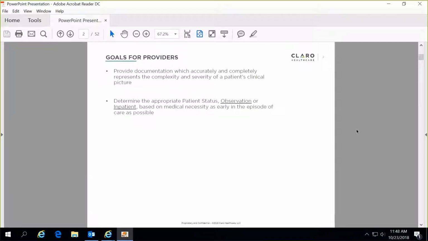Okay? So the goal is accurately and completely representing the complexity and severity of the patient's clinical picture. We don't talk about money, even though that does fall out. We feel that when it's accurate, you will definitely have the reimbursement, your profiles will be right, but it's about an accurate, complete representation of that patient. And determining the correct status for that patient is part of that story. So if it's an observation or an inpatient status, how do we support where that patient goes? And we want to get it right from the very beginning.